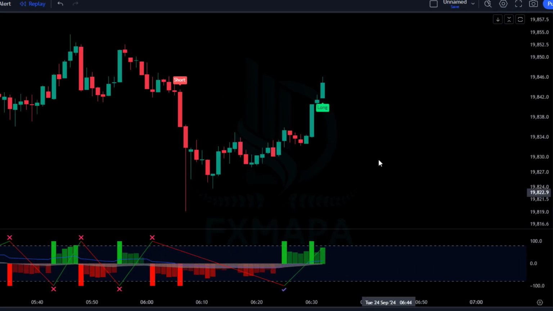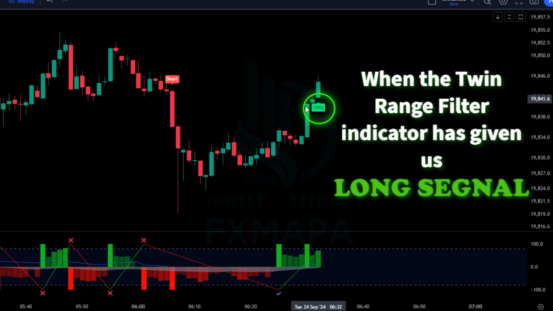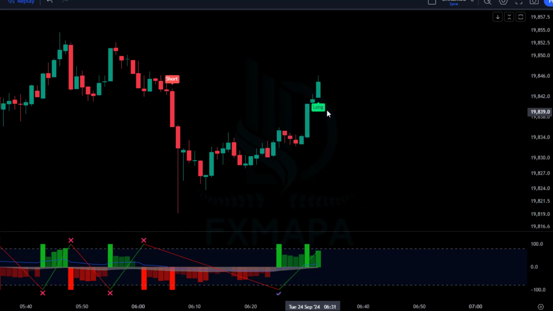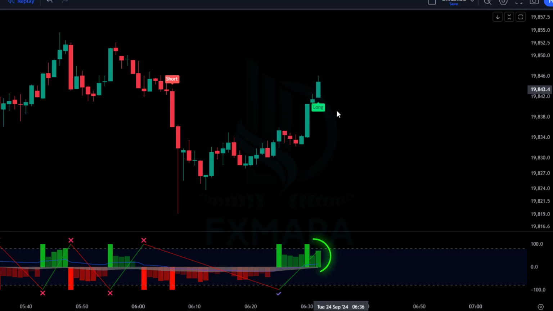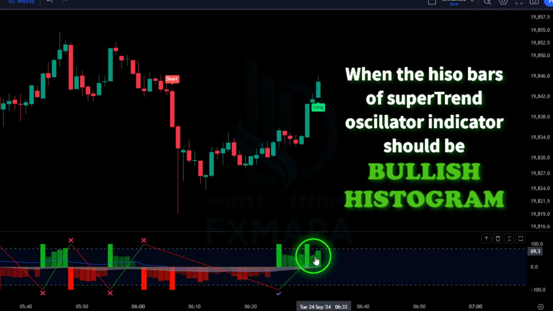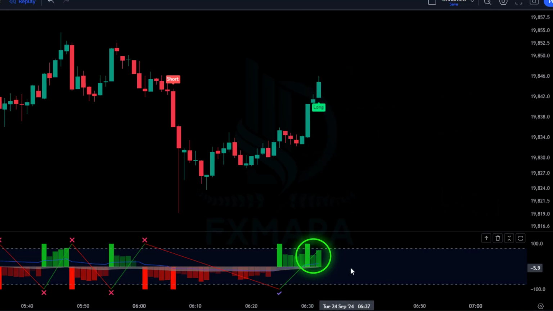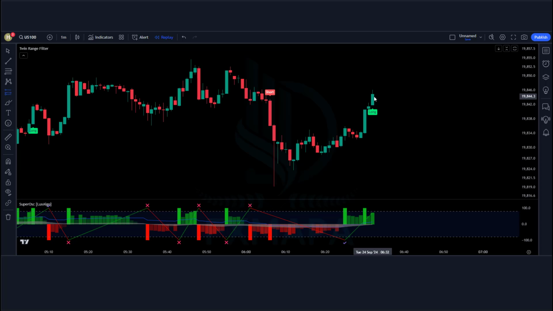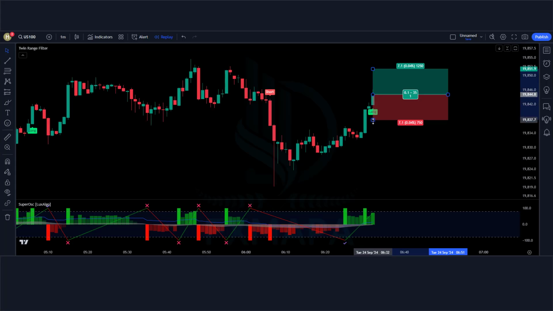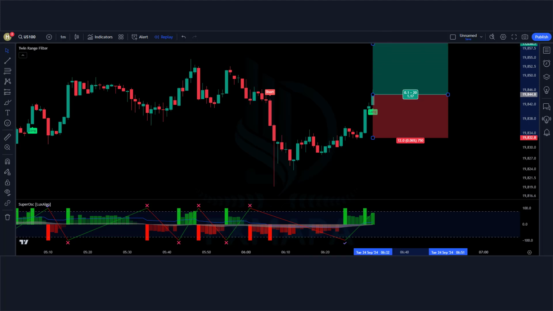Now, let's understand the concept where we will take buy and sell trades based on their conditions. When the Twin Range Filter indicator has given us long signal. When the market forms a bullish candle. When the histogram of the Supertrend Oscillator indicator should be bullish. If this condition is fulfilled, then we will place buy order. Our stop loss will be placed at the current market's lower level. And the risk to reward ratio will be 1:1.5.